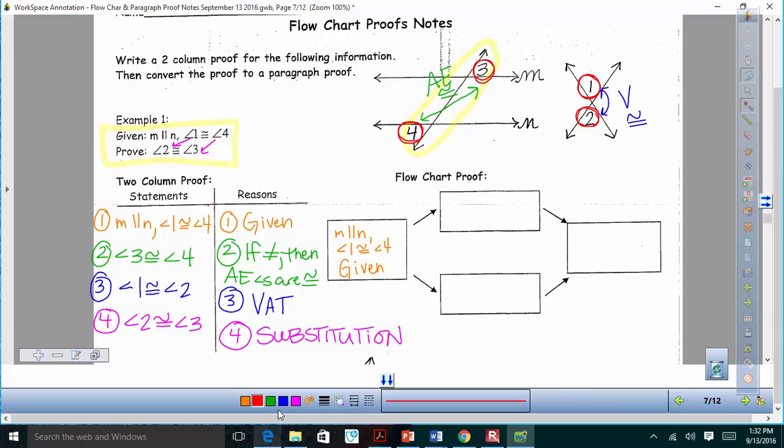Now, my second step, it does not matter if I put it in the top or the bottom box. Either one is fine. I always do top, so angle 3 is congruent to angle 4. And in a flowchart proof, I can shorthand, so I'm just going to write the reason is AE.